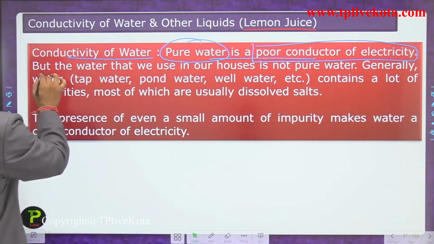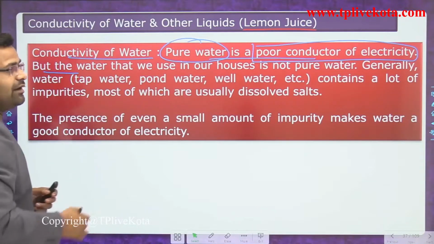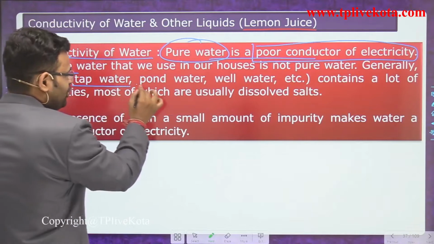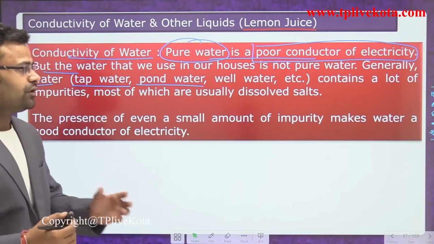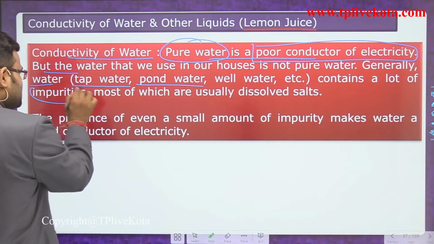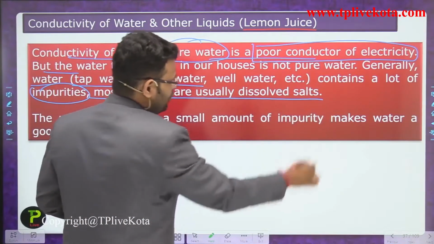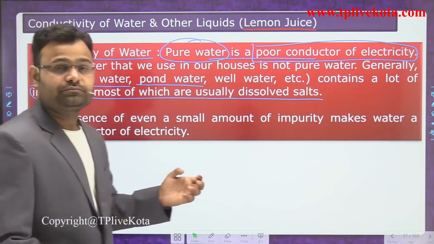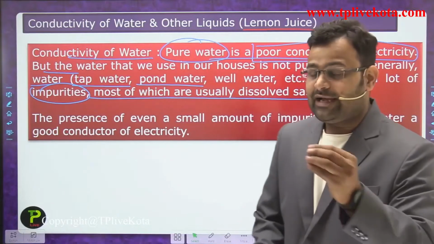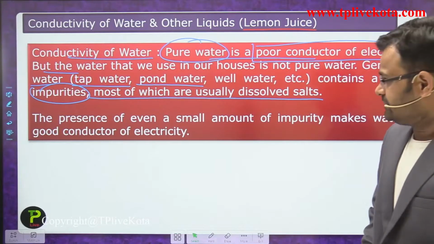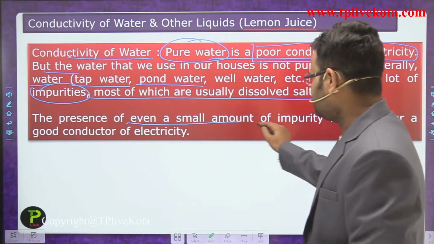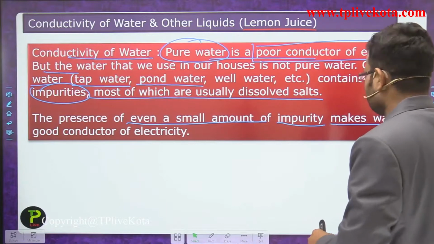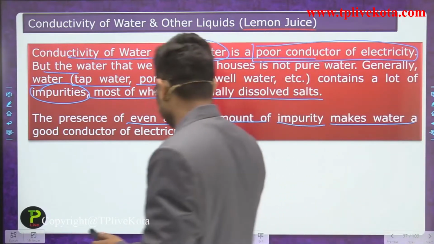Now, the water that we use in our house is not pure water. Generally, tap water, pond water, well water, all contain a lot of impurities, most of which are usually dissolved salts. Those impurities make the water impure, and that impure water conducts electricity. The presence of even a small amount of impurity makes water a good conductor of electricity.